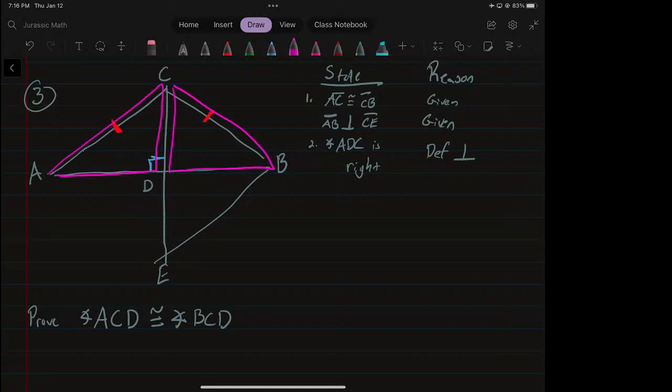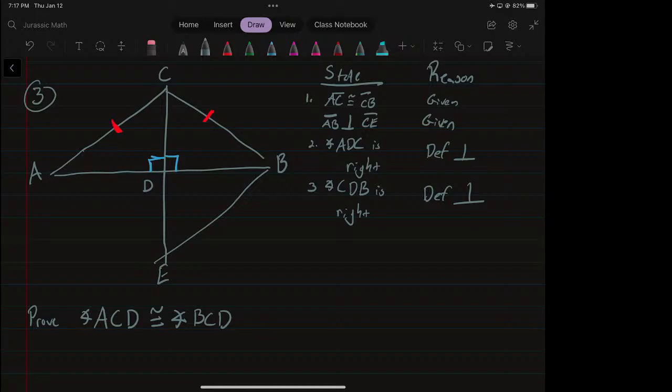So we're going to first prove HL. Then, using those two triangles, we're going to say CPCTC. Congruent parts of congruent triangles are congruent. So we now said that, which also means we need to say the same thing for this. So angle CDB is right because, once again, it's the definition of perpendicular bisector. Or not perpendicular bisector, just perpendicular.